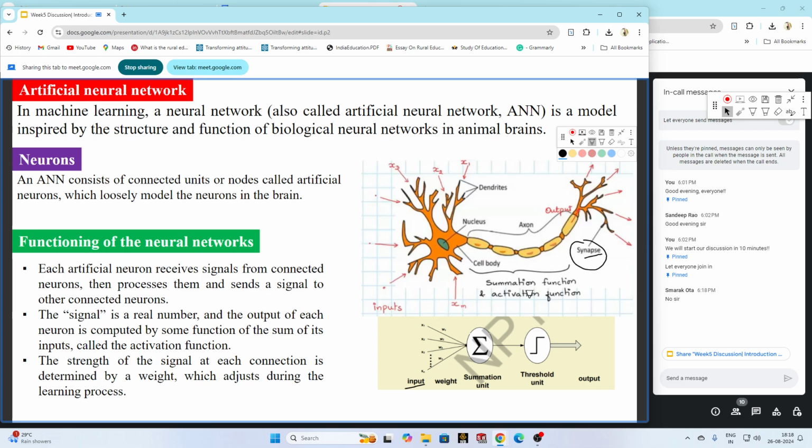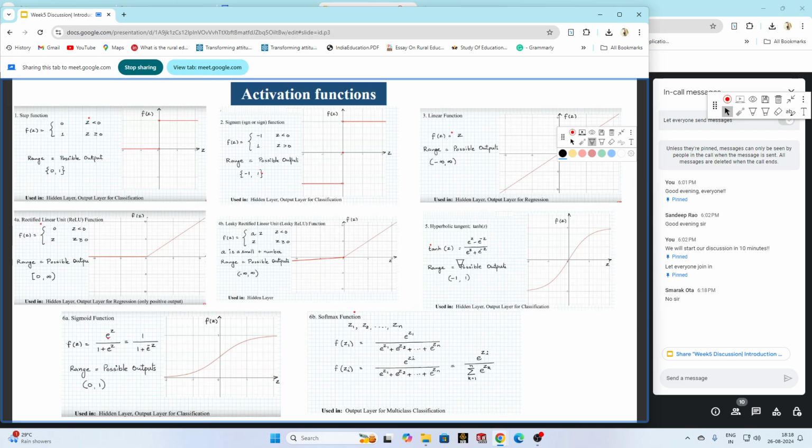I have told you, first the information will get summed up, and then the information will go through some function. That function is known as the activation function. So what are the different activation functions? You need to learn them. The first type of function is known as the step function. If your input is negative, or less than 0, the output will be 0. If your input is greater than or equal to 0, then your output will be plus 1. So that is the step function.